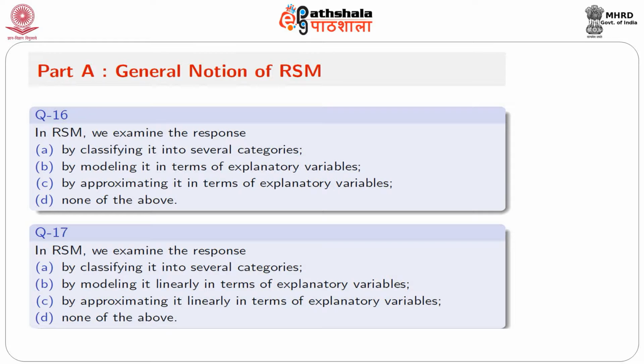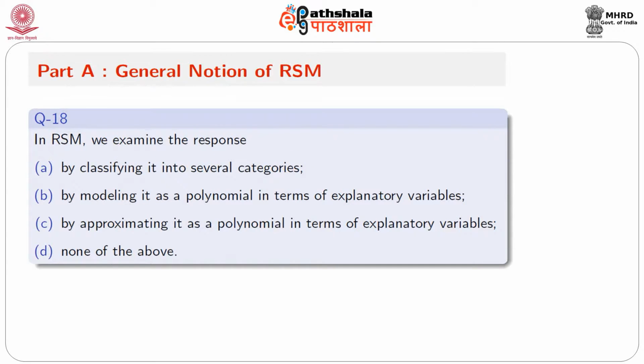Here the next one is: in RSM we examine the response by classifying it into several categories, by modeling it linearly in terms of explanatory variables, by approximating it linearly in terms of explanatory variables, and none of the above. In response surface, we never talk about linear. We have to go beyond linear to be able to see the surface well. Therefore, the ideal response should be D, because you should dig more into the nature of the response. So none of the above is the correct answer.